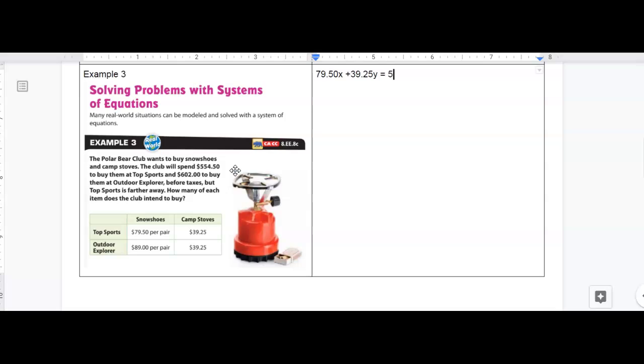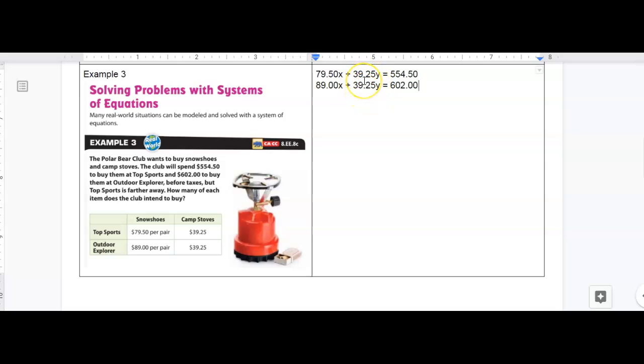554 and 50 cents. At the other store, the snowshoes are going to be $89 a pair. So 89, and we don't know how many snowshoes, so 89x plus 39.25y equals, and they're going to be spending $602. Okay, so now what stands out? It stands out that these two are the same.